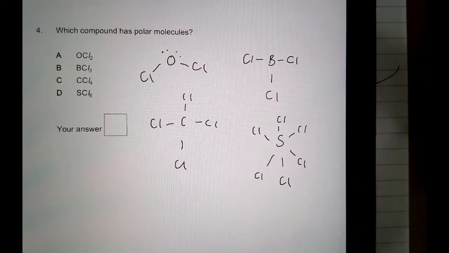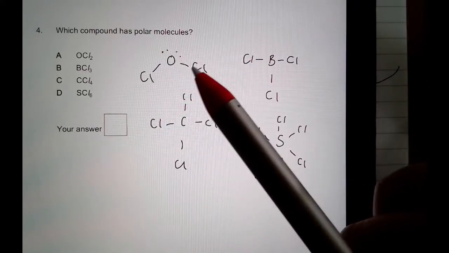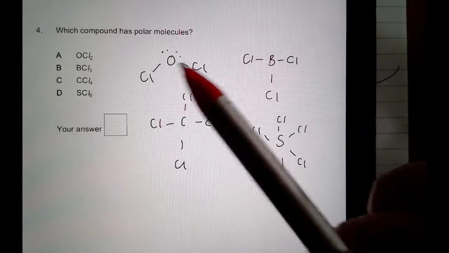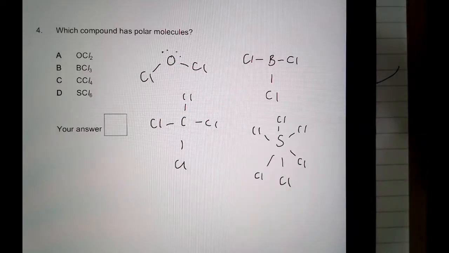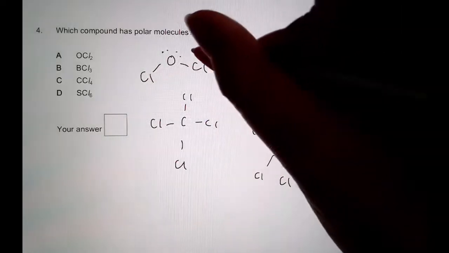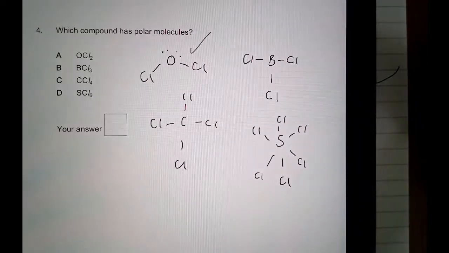The last one, which compound has polar molecules? Again, I've drawn them out. So the first one here is oxygen bonded to 2 chlorines. I do have polar bonds. There's an electronegativity difference between oxygen and chlorine. Oxygen's got 2 bond pairs and 2 lone pairs. The shape is non-linear. Non-linear is not a symmetrical shape. Therefore, the dipoles do not cancel, and I do have a polar molecule. So I'm thinking A for question 4.